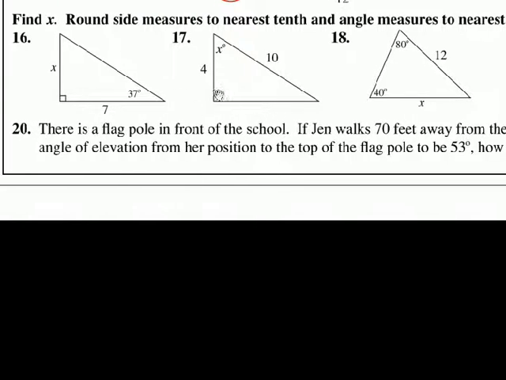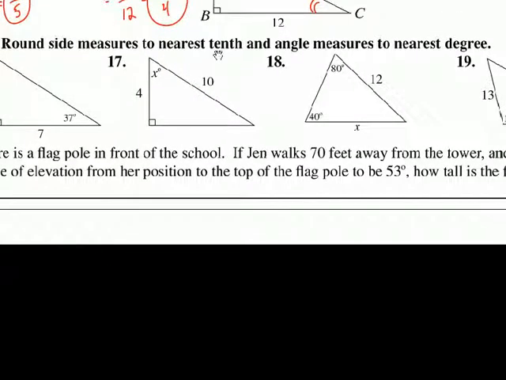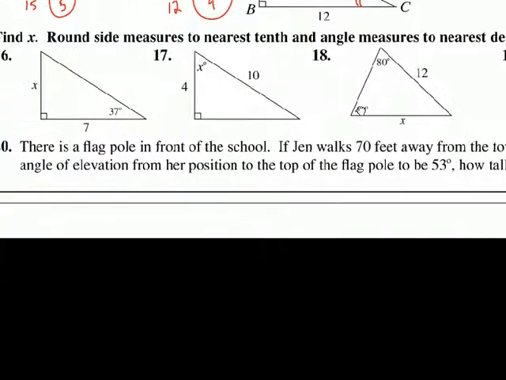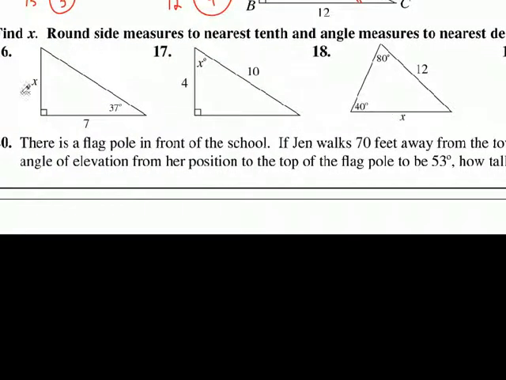And it says find x. Find the side to the nearest tenth and the angle to the nearest degree. All right, so let's do this. Can we just use Pythagorean theorem here? No, because you're trying to solve for a side. You only know one side. You don't know all the sides, so you can't use Pythagorean theorem.